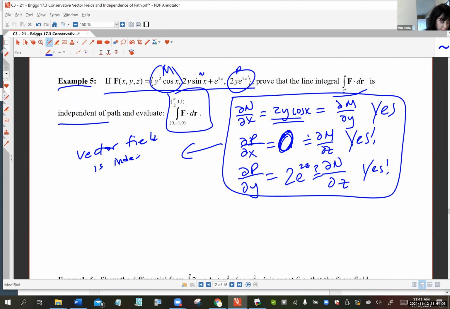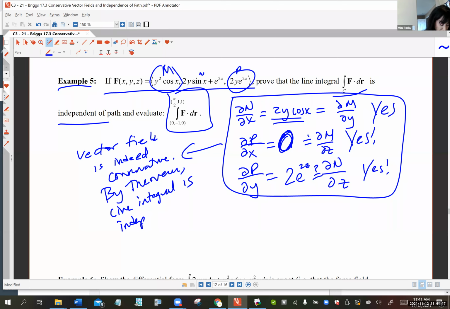And what does that mean? By the theorem, the line integral is independent of path. So by the theorem that we just studied, the line integral is independent of path. Now what? Go evaluate the line integral. We got to go get mama.